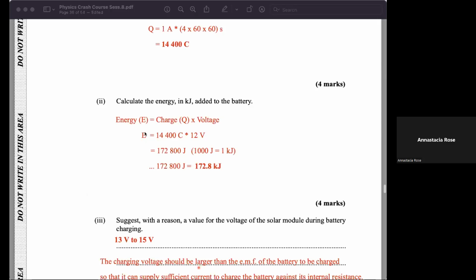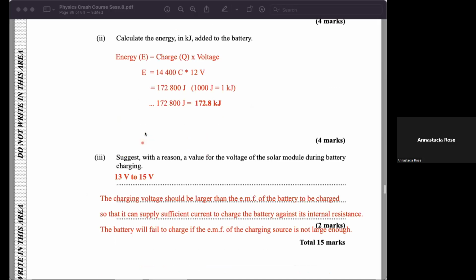Next, give a reason and a value for the voltage of the solar module during battery charging. Now, given that the battery has an EMF of 12 volts, we need to ensure that the charging voltage is larger than that EMF so that it is able to supply current at a sufficient rate in order to charge the battery, taking into consideration the fact that you will have internal resistance. If the charging source has an EMF that is too low, then the battery is not going to charge, right? So 13 volts to 15 volts should be sufficient.